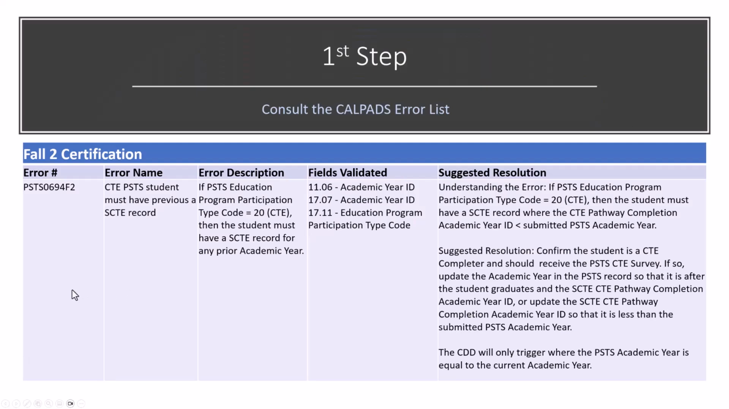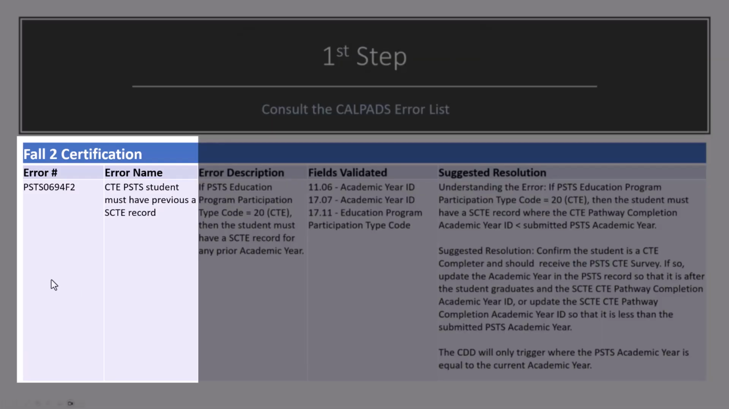Okay, so what we have here is the CalPADS error list, and we're going to start with the two left columns. You find this information in CalPADS. It's the error number PSTS0694F2 and the error name, CTE PSTS student must have a previous SCTE record.